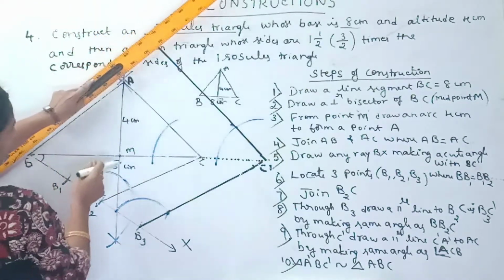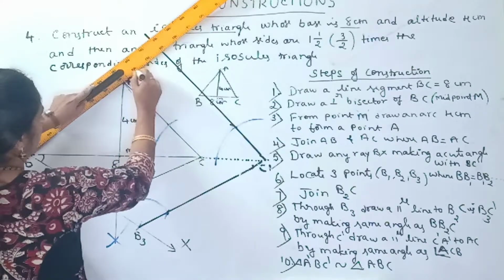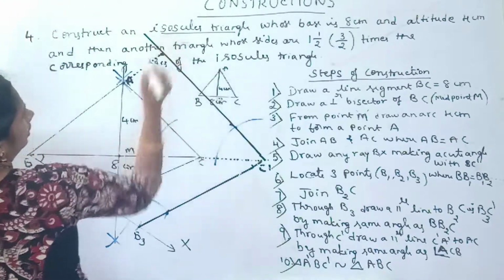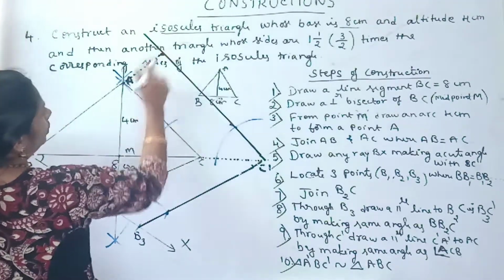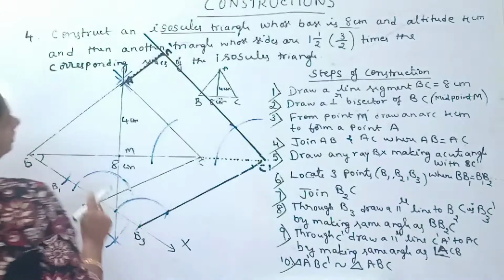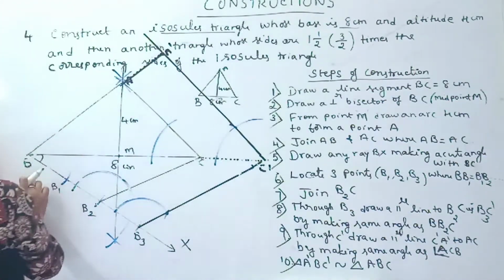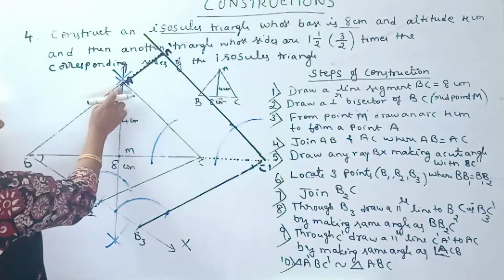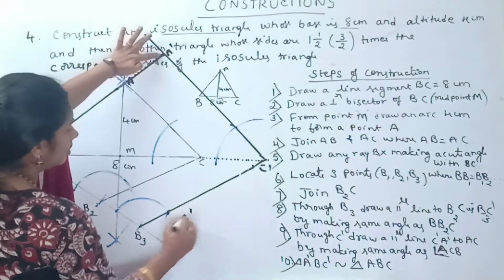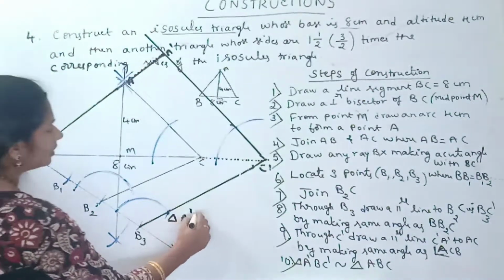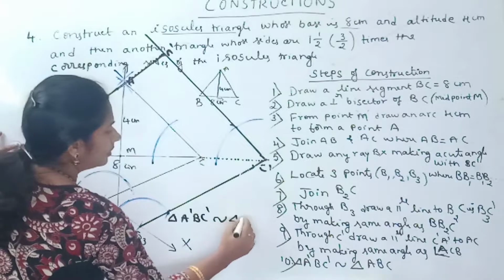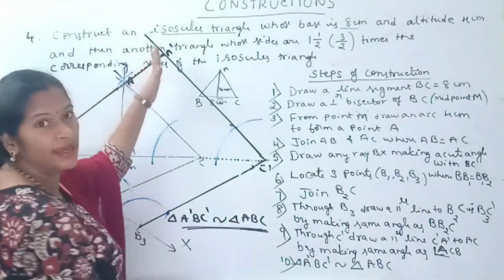Now side AB also please extend, children. Now here you are finding a point. That point you name as A dash. Let me join like this. It's clear for you. Triangle A dash B C dash is similar to the given triangle ABC. Now let us write the justification.